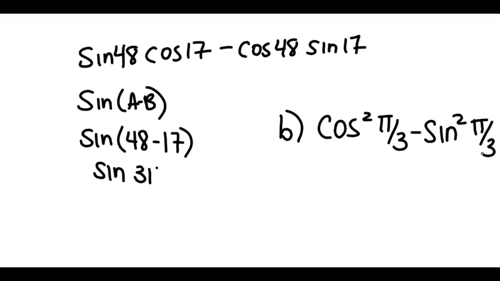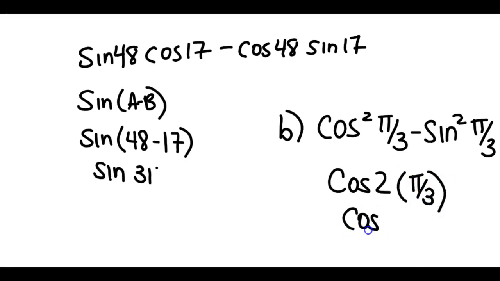And this is cos squared whatever minus sine squared whatever. So this is actually cos 2, and then instead of A, what's our A in this situation? Pi over 3. So it's cos 2 times pi over 3, which is cos 2 pi over 3. And that would be our answer.